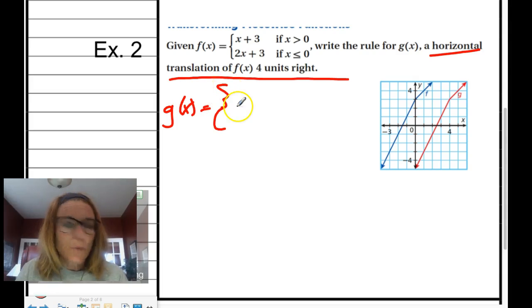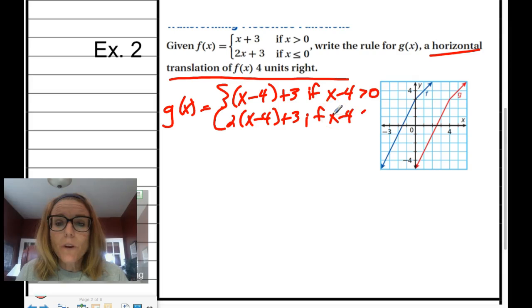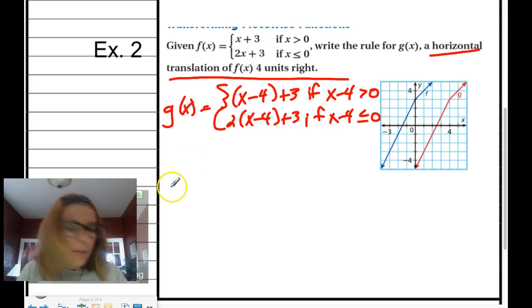Remember, when you're doing horizontal, what's added or subtracted to your x value is what's changing. So we're going to have x minus 4 plus 3 if x minus 4 is greater than 0. And underneath, we're going to have 2 times x minus 4 plus 3 if x minus 4 is less than or equal to 0. And now we're going to solve these.